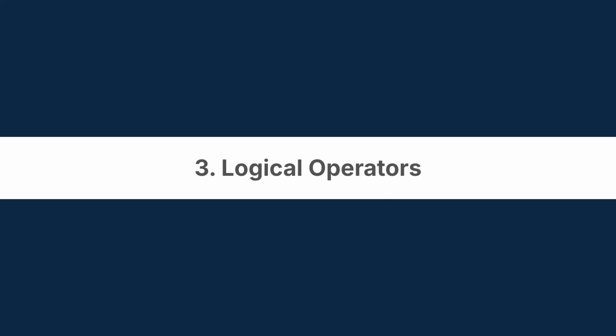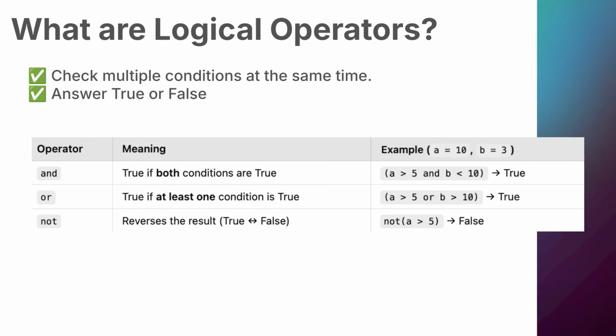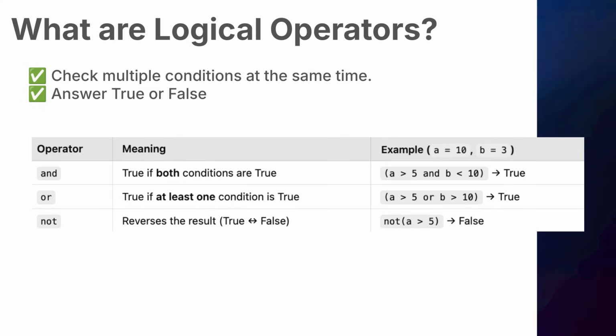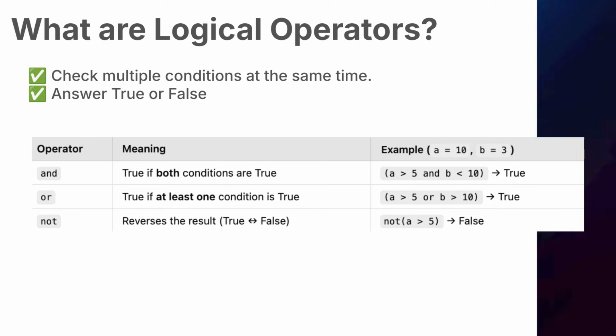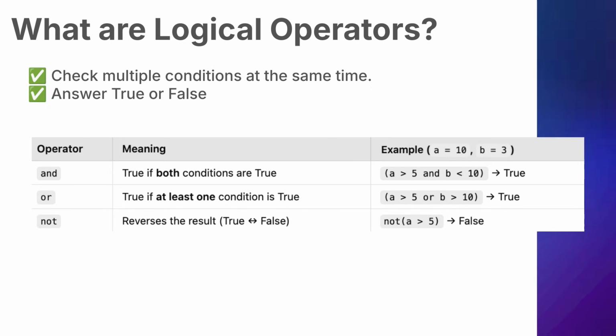Three, logical operators. What are logical operators? Logical operators help you check multiple conditions at the same time. They answer true if the condition is right, false if it's wrong. You'll use these in decision making, like should I go outside if it's sunny and warm? The list shows the basic logical operators. Let's keep using a equals 10 and b equals 3.